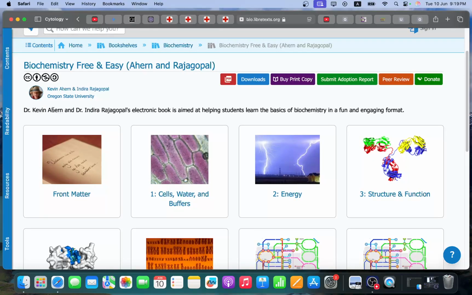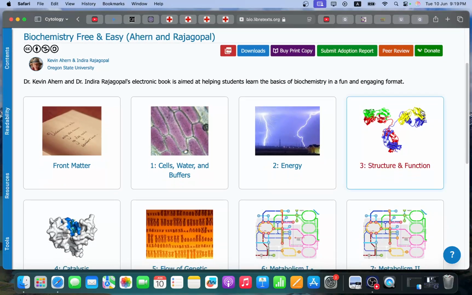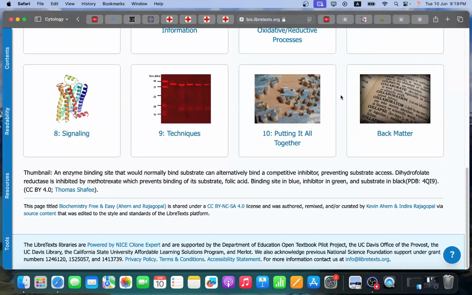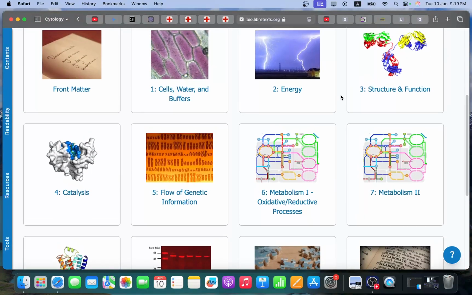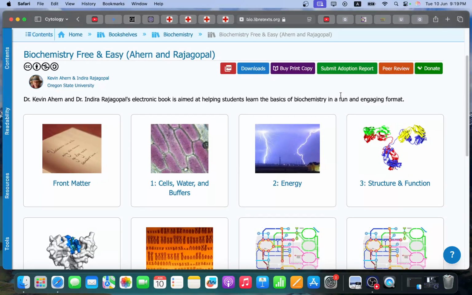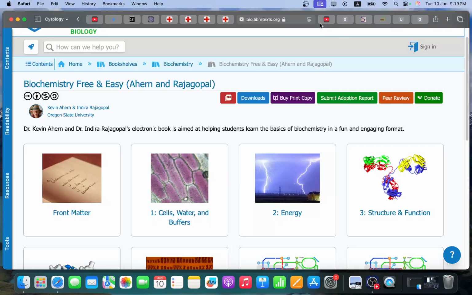Dr. Kevin Ahern and Dr. Indira Rajgopal's electronic book is aimed at helping students learn the basics of biochemistry in a fun and engaging format. So maybe Professor Dave's lecture series should coincide with this one. I'll link this just in case, putting it all together. There's metabolism 1, metabolism 2. He was dealing with respiration, maybe metabolism as well. Cells, water and buffers. Okay, we'll deal with this, not into this.